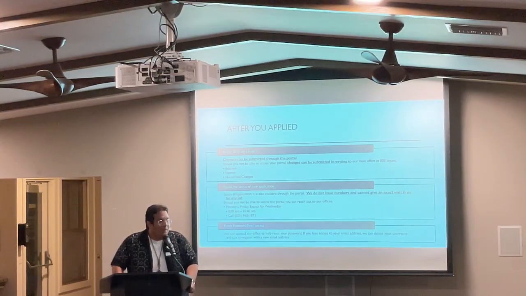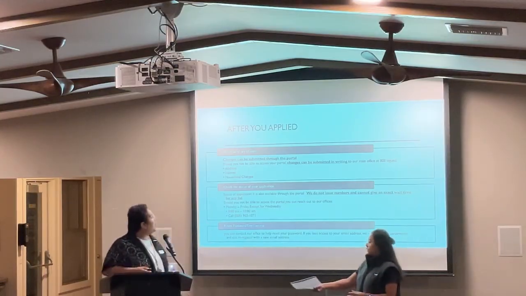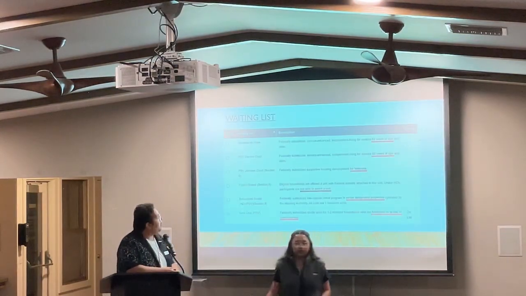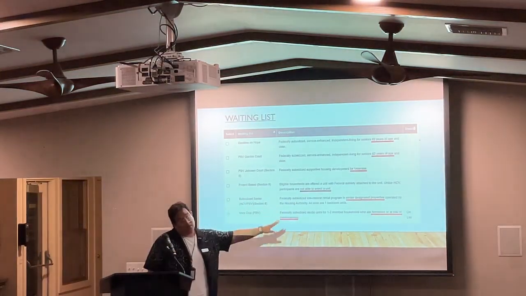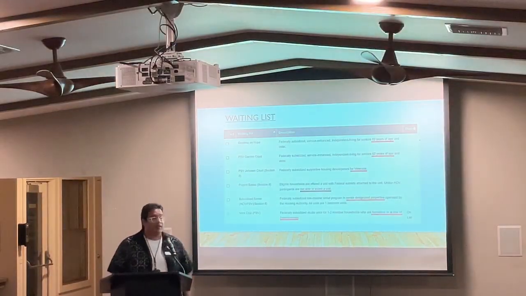My second question is, if I'm not 62 quite yet, do I have to wait till I'm actually 62? You have to wait till you're 62 to apply for senior housing. Besides veterans, we're not talking about other kinds of housing. Well, project-based housing, I can go back to it. Project-based housing, this one right here, is for any eligible household. So that one doesn't have an age limit. That one is all income-based.